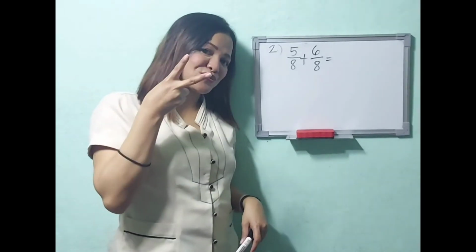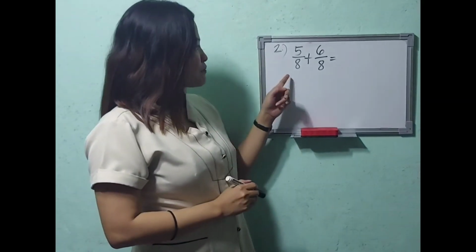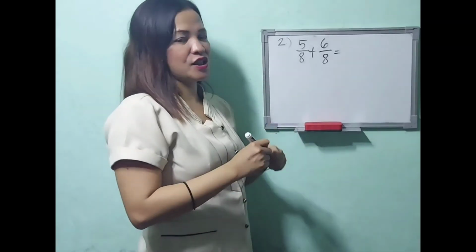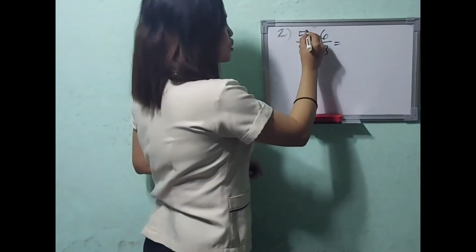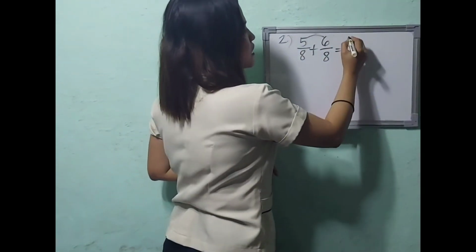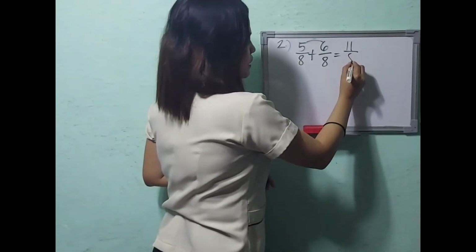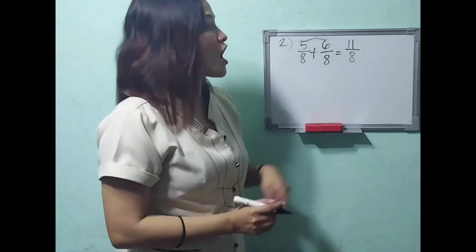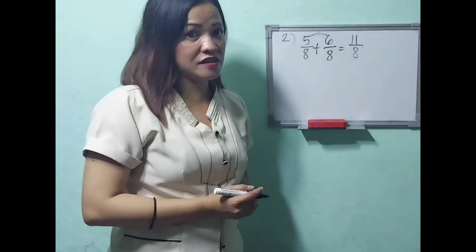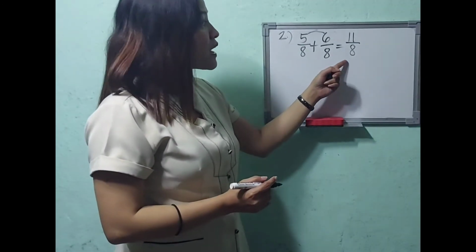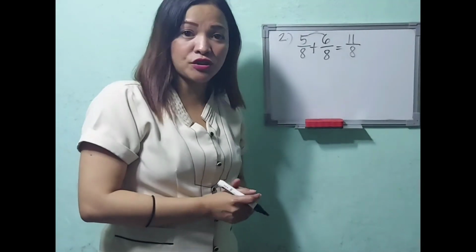Example number 2. We have 5/8 plus 6/8. The first step, add the numerator. So we have 5 plus 6 equals 11. And copy the denominator, 8. As we can see, our answer is 11/8. Ito ay isang halimbawa ng improper fraction.